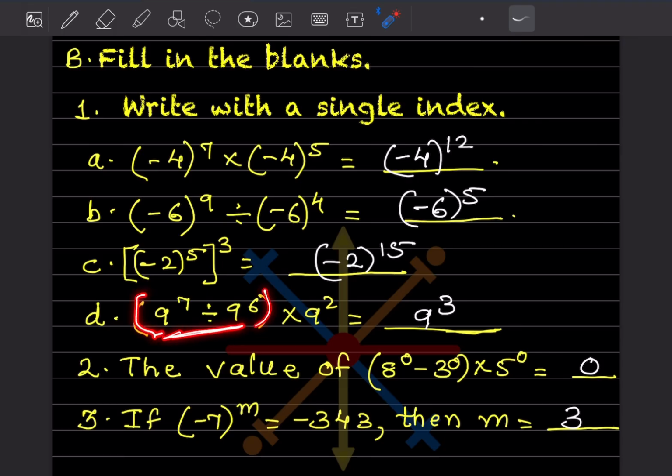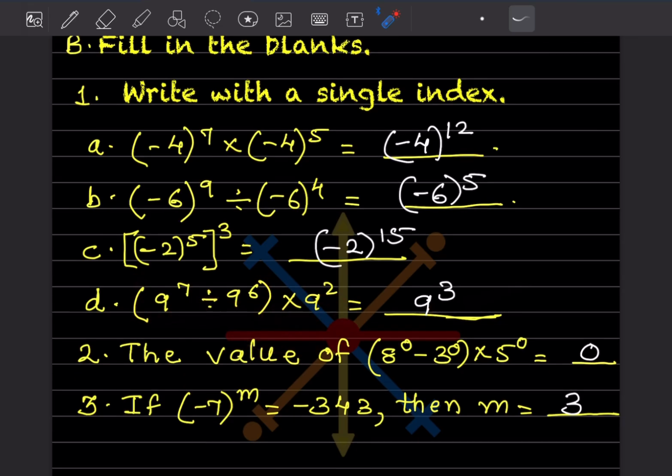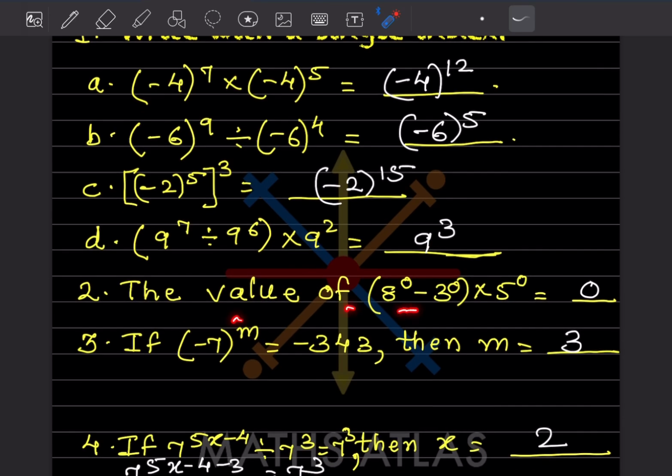Now for this part, the bracket you are going to solve first. This is a division sign, the base is the same, so that will be 9 raised to 1, and this will be 9 raised to 2. Now the base is the same, so the exponents you are going to add, because this is multiplication. 1 plus 2, that is going to be 9 raised to 3. Now here, anything raised to 0 is 1. 1 minus again 3 raised to 0 is 1, and into 1. So 1 minus 1 is 0. 0 into 1, any number you multiply by 0, you get 0.